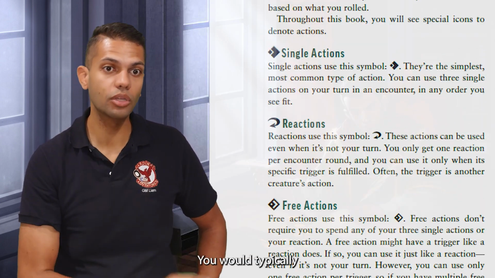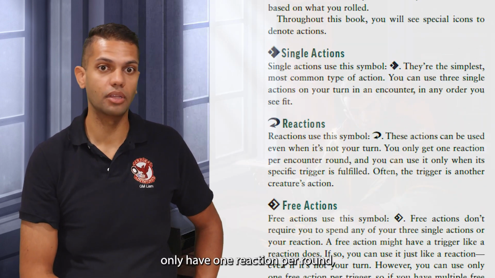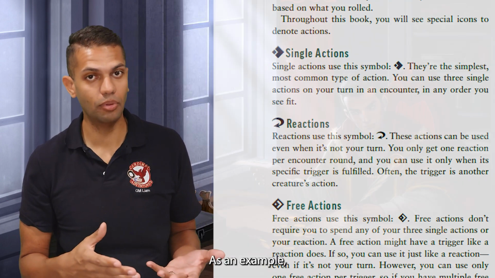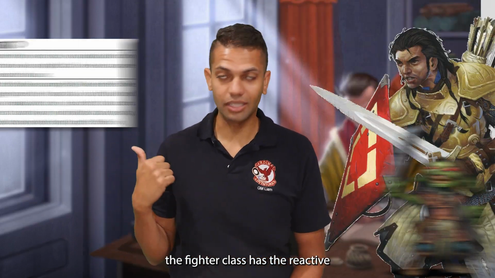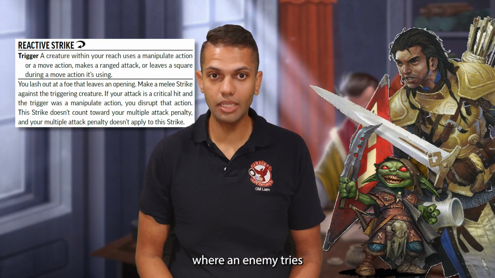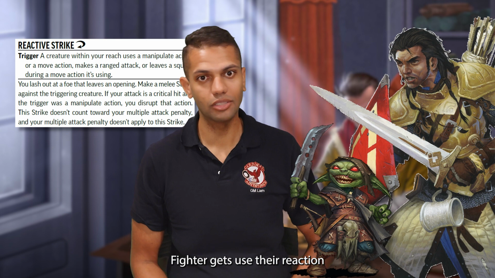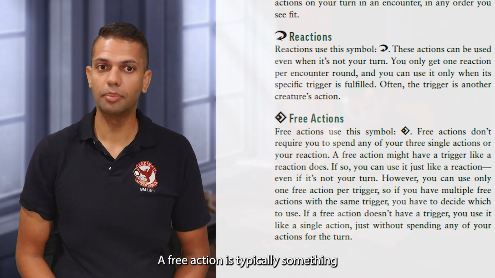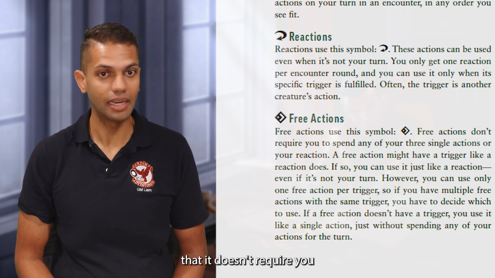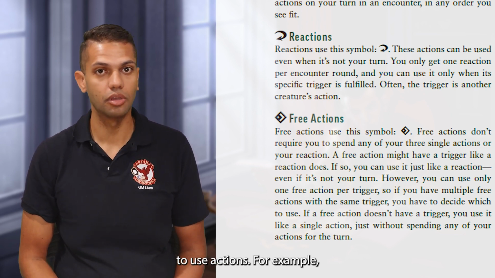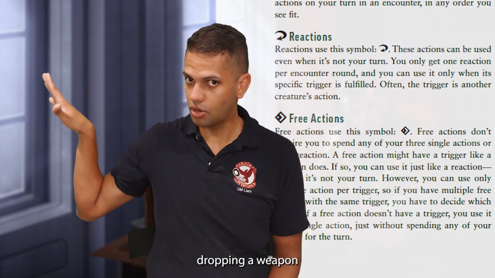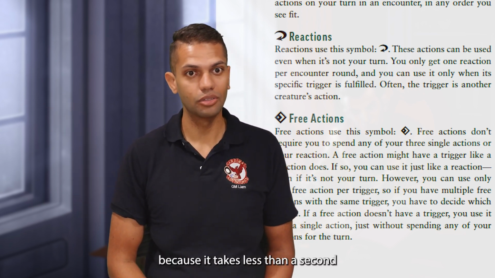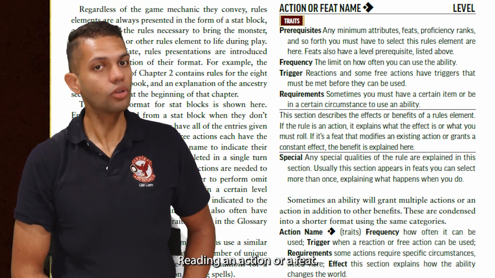Reaction. You will typically only have one reaction per round, and you can only use it when a trigger is fulfilled. As an example, the fighter class has the reactive strike reaction. When an enemy tries to leave a fighter's reach, the fighter gets to use their reaction to strike at the enemy. Free action. A free action is typically something that can be done so quickly that it doesn't require you to use actions. For example, dropping a weapon is a free action because it takes less than a second to drop a weapon.